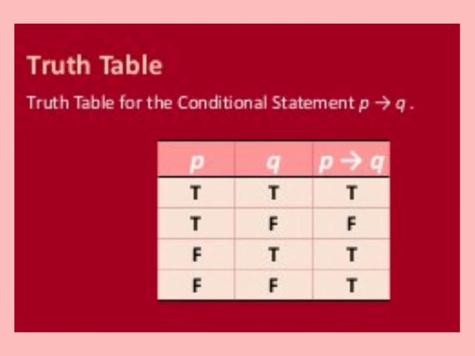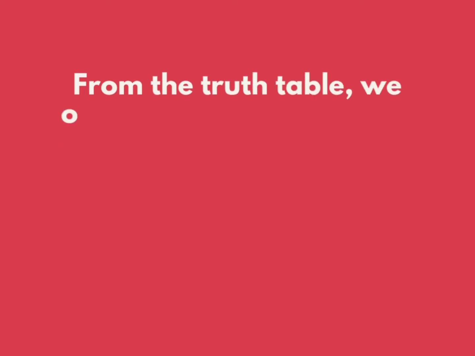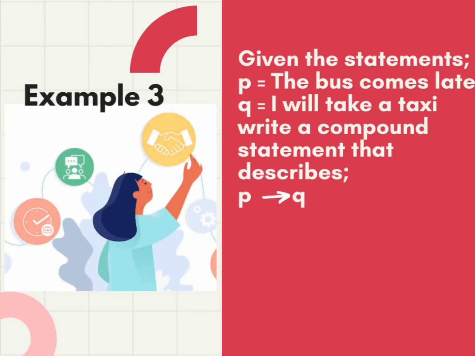The truth table for a conditional statement is what you see on your screen. You will observe that the only time that you will see a false outcome for a conditional statement is when the first statement is true and the second statement is false. Otherwise, you will always have a true outcome. So I want you to take note. It will be safe to conclude that for a conditional statement, the only time P implies Q will be false is when the first statement is true and the second statement is false.